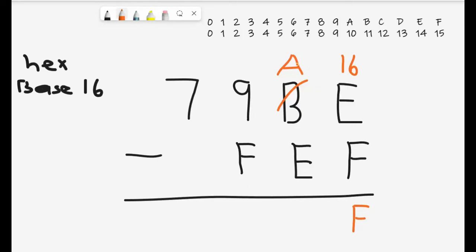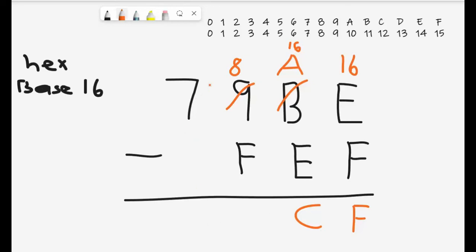In the second column, notice that we have A and E. Can you take an E from an A? No, you can't take 14 from 10. So we have to come over here and borrow. So this goes to an 8. And then we bring over our 16. And then 16 minus, what is E? 14 is 2. 2 plus A is 12.